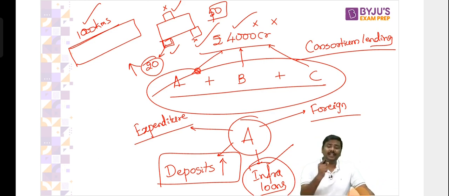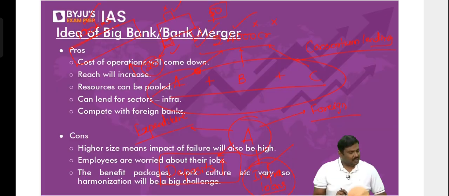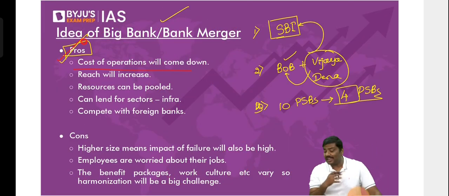So these are some of the objectives that the government of India is trying to achieve. One, we want to create bigger banks. They'll be able to give more loans. They'll be able to handle the assets in a much better way. They can provide loans to infrastructure. They can enter into foreign markets, compete with the foreign banks. Cost of operations will come down, etc. So these are some of the things that we are expecting as positive outcomes.